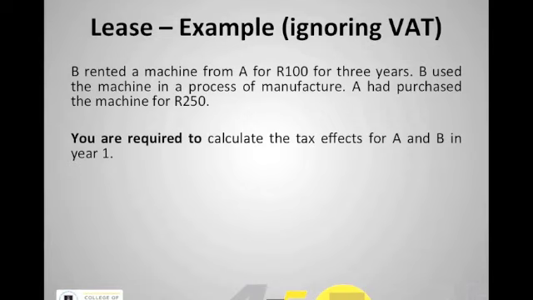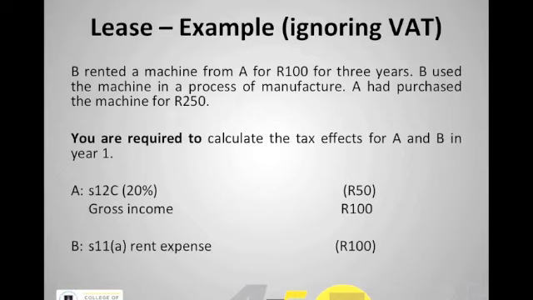So A is the lessor. A continues to own the asset, leases the asset to B, and is entitled to claim a Section 12C allowance on the asset. But because it's a lease transaction, they have to claim 20% in year 1, not 40%. Then A also has gross income, i.e. rent income, of 100 Rand in each of the 3 years. B's only tax consequence is a Section 11A deduction for the rent expense of 100 Rand.